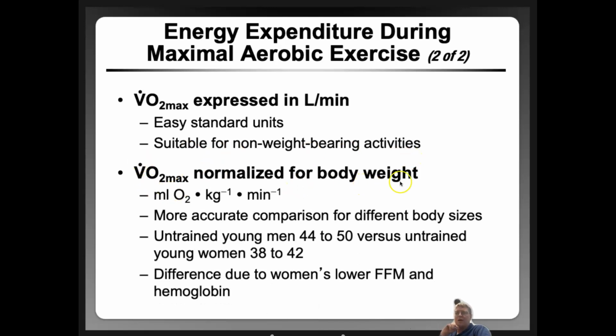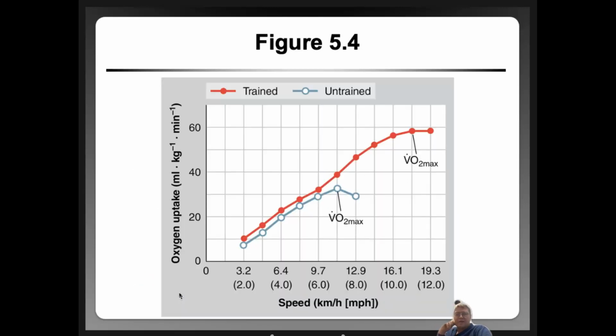VO2 max is normalized for body weight. An untrained woman or man is going to be 44 to 50 versus a young woman's going to be 38 to 42. I think our highest one last year was 62, which is what one of the soccer guys got. So I mean, you can go this way. This is just average. So the difference between women's lower amount of fat-free mass and hemoglobin is probably what makes that difference.